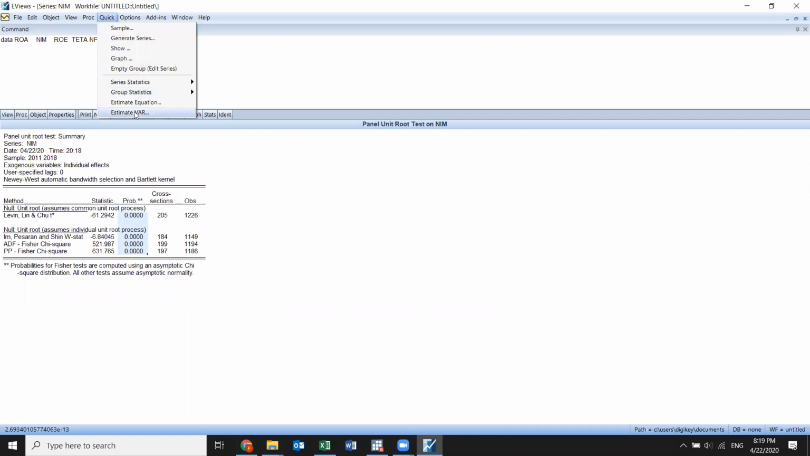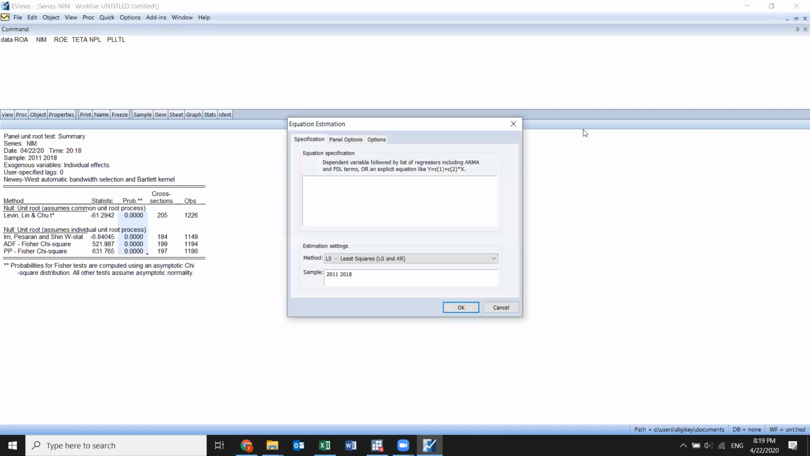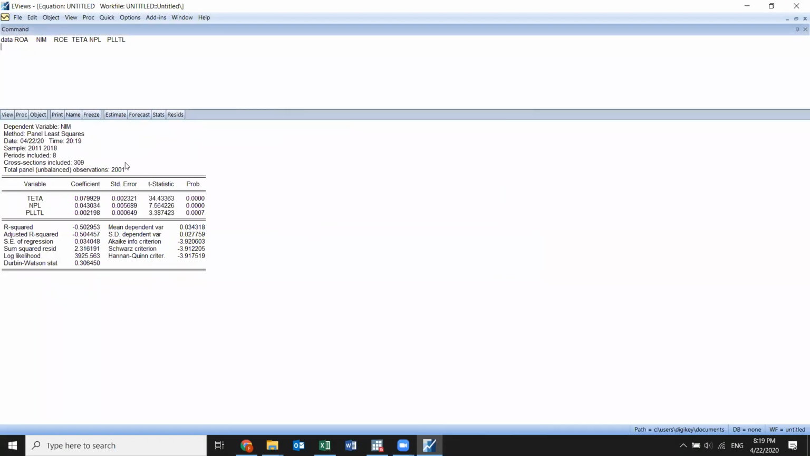And same thing, we can run the OLS in here, estimate the equation. Like NIM, theta, NPL, and PLTL. And just press OK. Here's the regression analysis. Directly comes here. So whatever regression analysis you get here will be exactly the same as the regression analysis you get in Stata. There shouldn't be any differences.